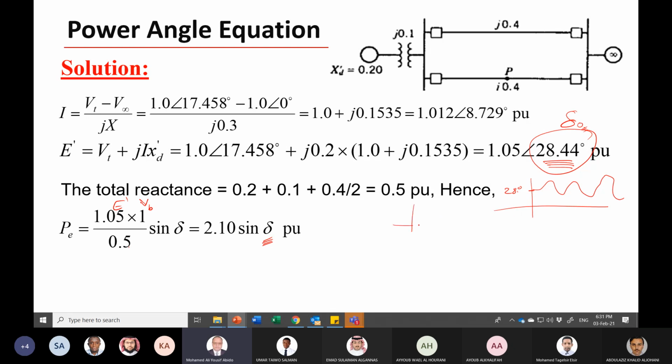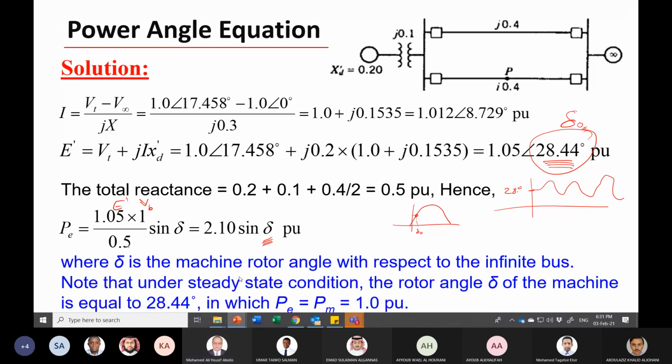Or you can say the operating point is here. This is the operating point. This is the specific point. This is delta zero. Okay? But definitely the power angle equation is the equation of this curve. This is just a specific point, but the equation here will be equal to Pmax sine delta, where delta is the machine rotor angle with respect to the infinite bus under steady state condition. I know the time is over.